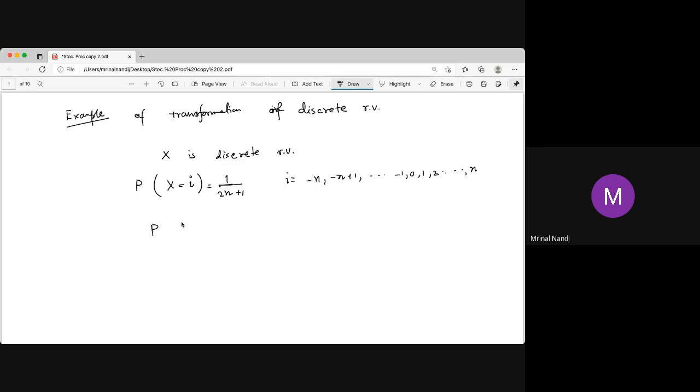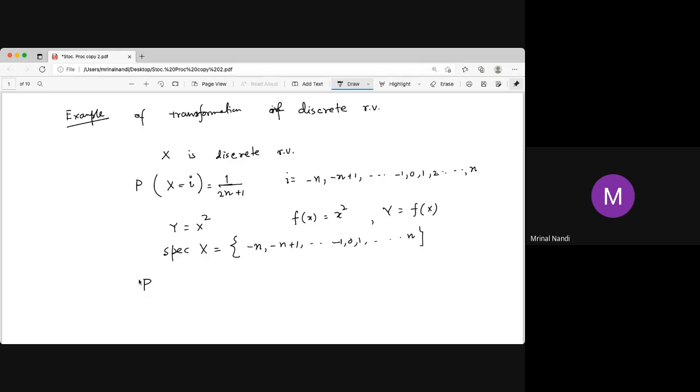Now we have a transformation. Say we transform this random variable x to y, say x squared. Our function is the x squared function, so y is f of x. Now what is the spectrum of this x? What is the positive probability assigned to x? It is called the spectrum. The spectrum of x is minus n, minus n plus 1, up to minus 1, 0, then 1, 2, up to n.